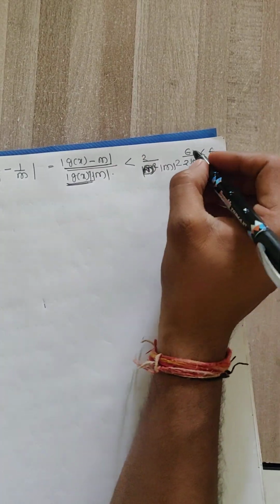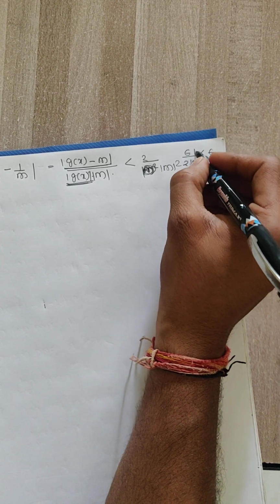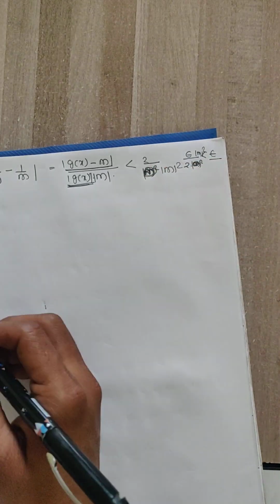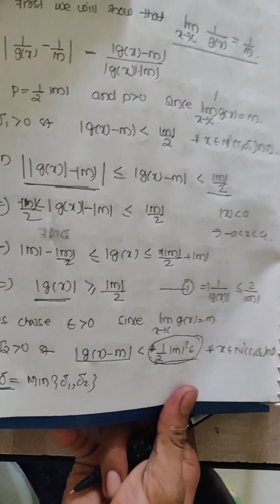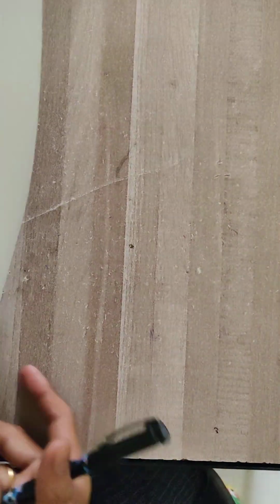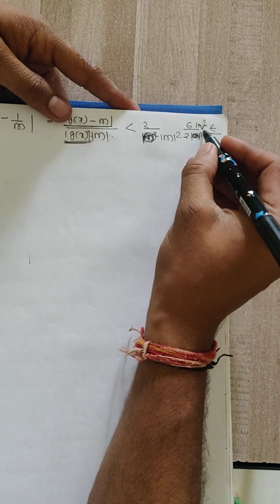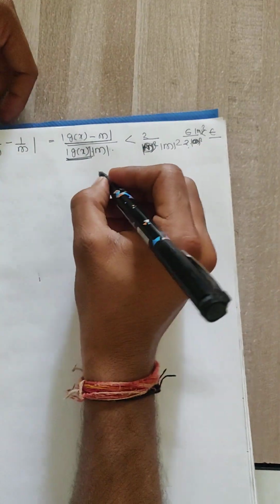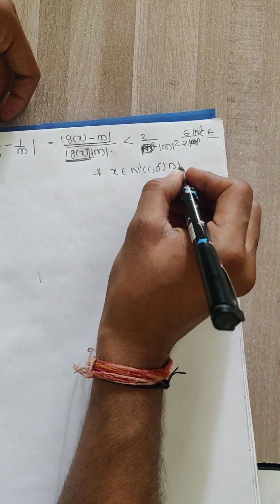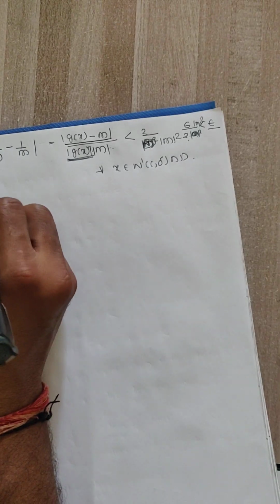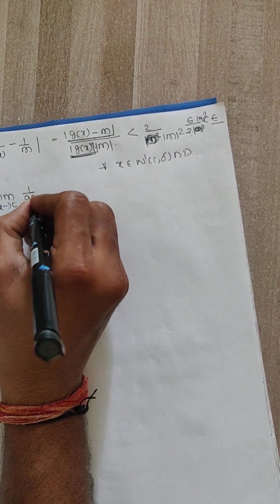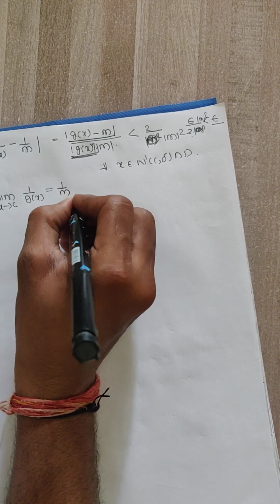So that the mod m square cancels and the expression is less than epsilon. That's why we have taken mod g x minus m less than epsilon into mod m square by 2, and that is true for all x belongs to the deleted neighborhood of c of radius delta intersection with D. Hence I can say that limit x tends to c of 1 by g x is 1 by m.